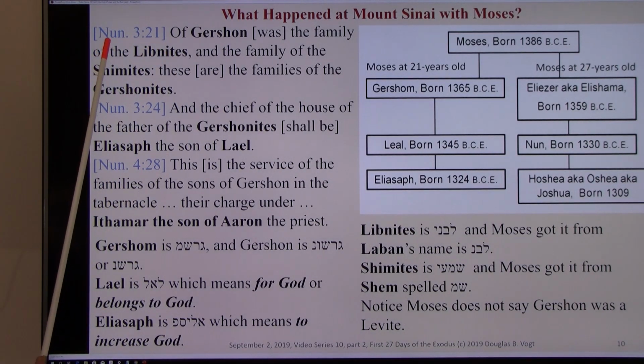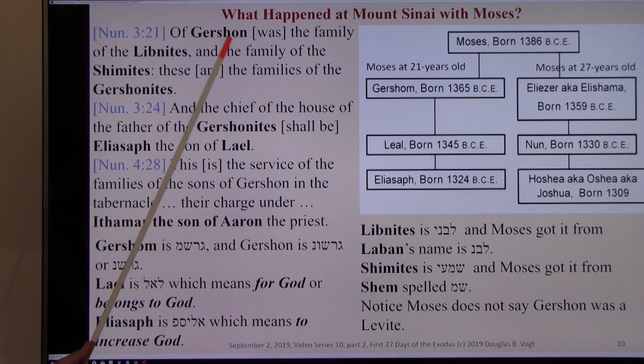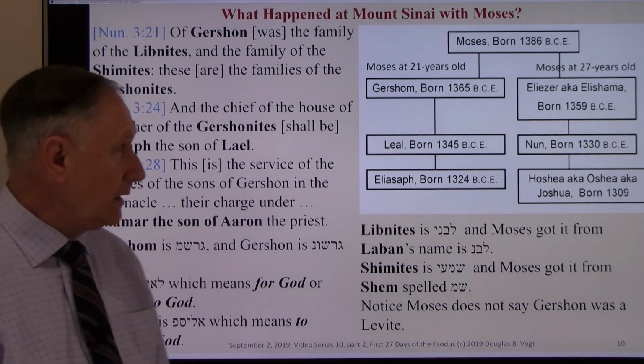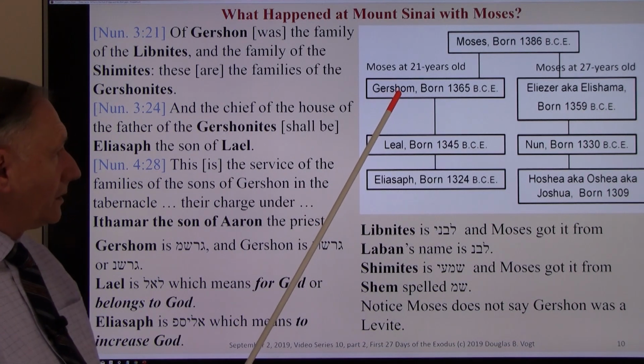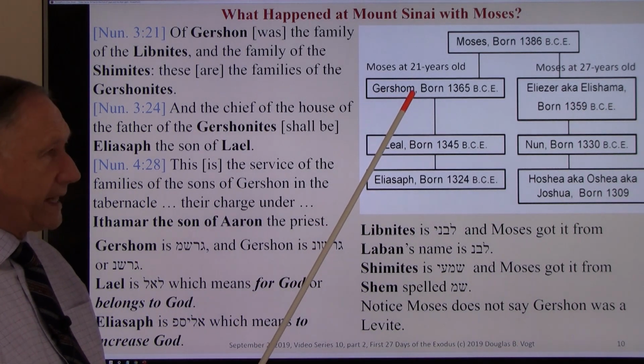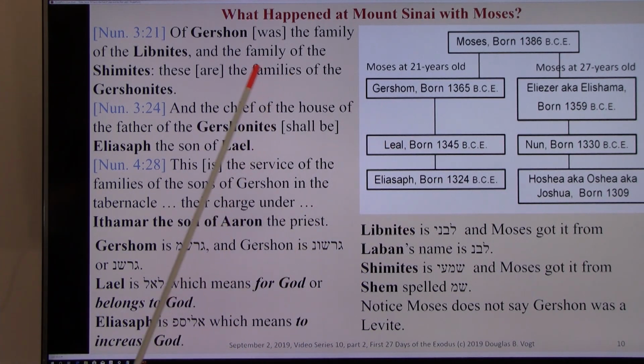This is what the Torah tells us in Numbers 3:21. Of Gershon was the family of the Libnites and the family of the Shimeites. These are the families of the Gershonites. Okay, this is how you spell Gershom, with a mem, an M at the end. And this is Gershon. It's really the same word. One of the code systems was adjacent letter swaps. He changed his son's name and swapped the M for an N to make it look like it wasn't his son. But he doesn't say he's part of a Levite.